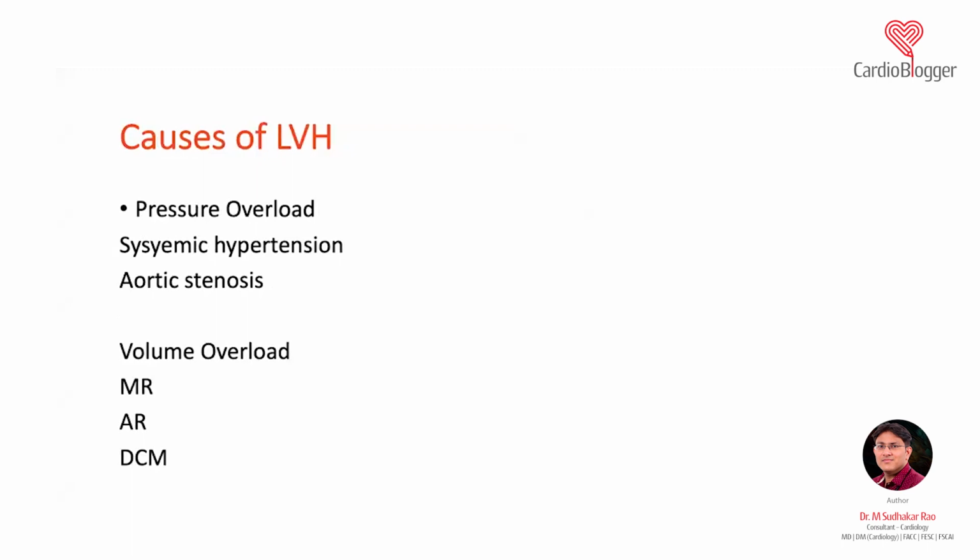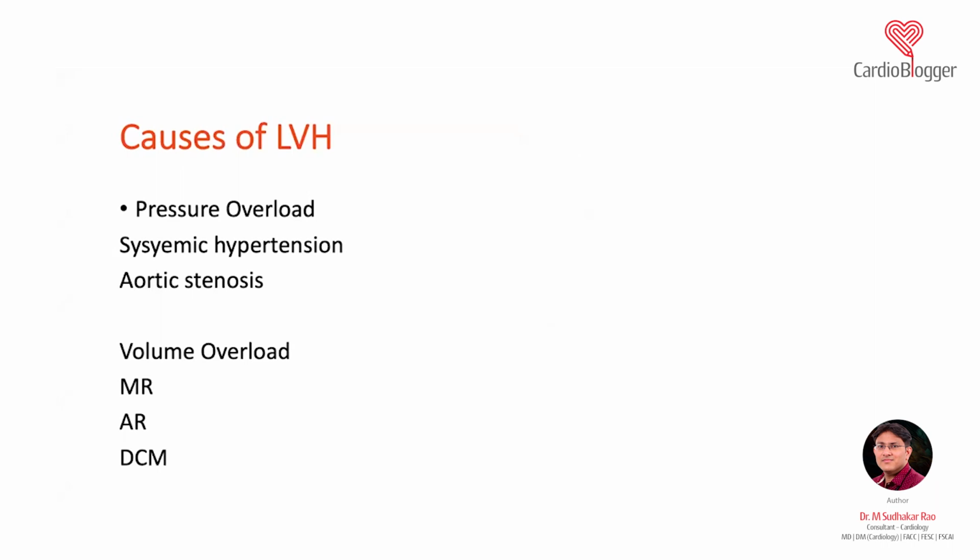Now, important causes of pressure overload are hypertension and aortic stenosis, and causes of volume overload are mitral regurgitation, dilated cardiomyopathy, and aortic regurgitation. So can you distinguish volume overload from pressure overload?